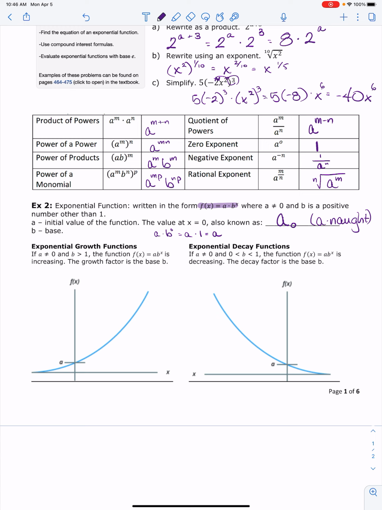And then 2 quick graphs down here. It's exponential growth if the function is going up to the right, it's exponential decay if the function is going down. So it's going to be exponential growth if our base is greater than 1. And it's going to be exponential decay if our base is between 0 and 1. Remember, it's got to be positive. And that's page 1.